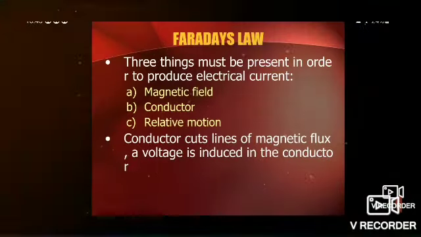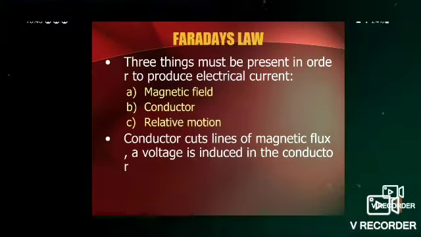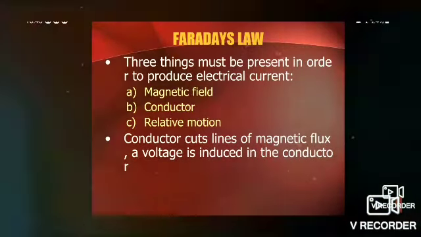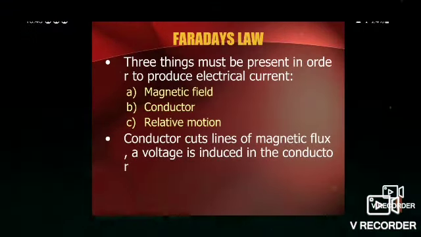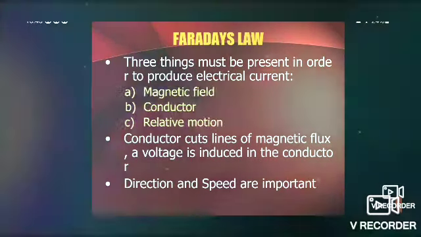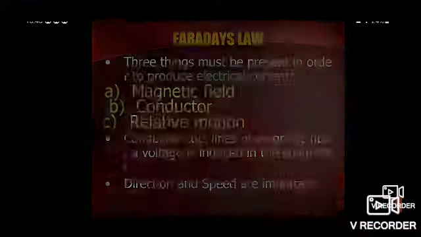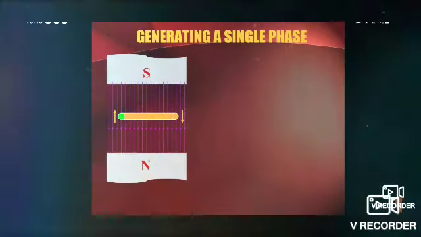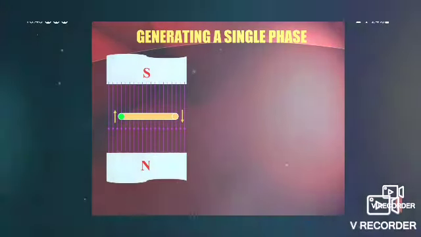There are three things that must be present in order to produce electrical current: magnetic field, conductor and relative motion. Then direction and speed are also important for Faraday's law. First we will see how to generate a single phase. Then we will go for the three-phase system.